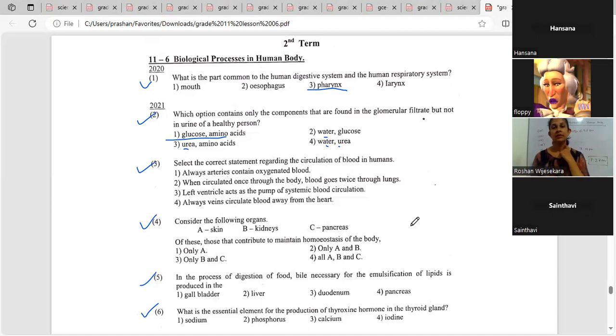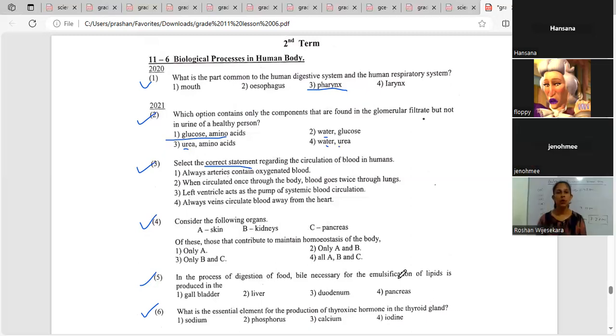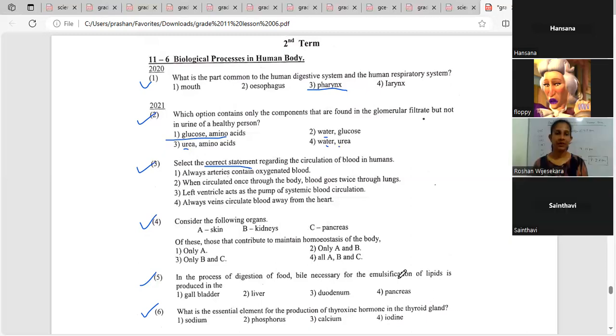Then the third question. Select the correct statement regarding the circulation of blood in humans. Always arteries contain oxygenated blood. No, pulmonary arteries contain deoxygenated blood.